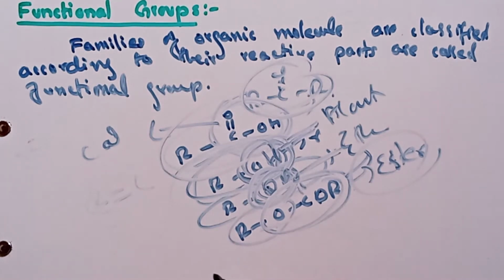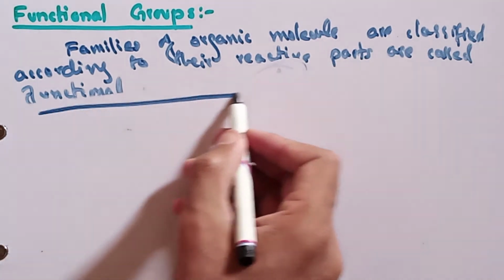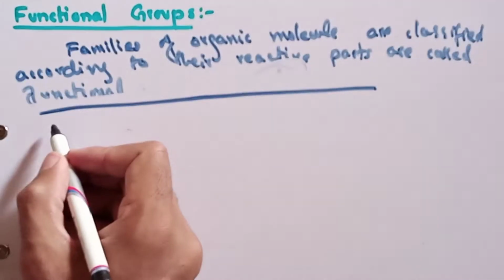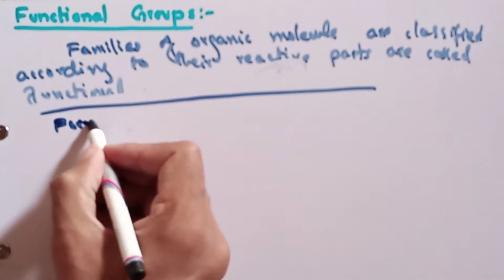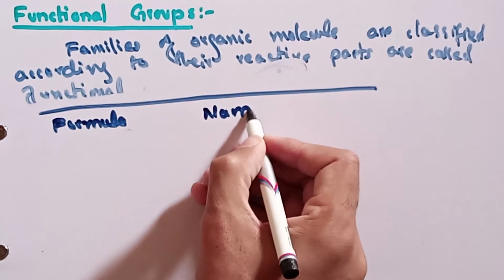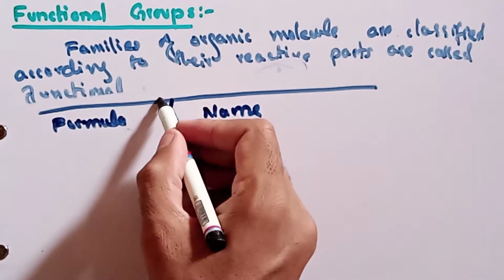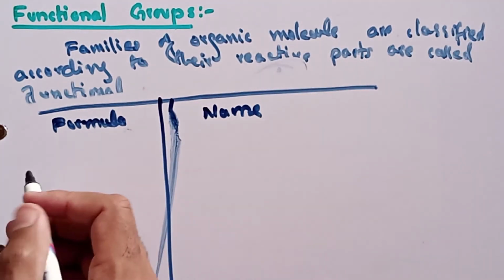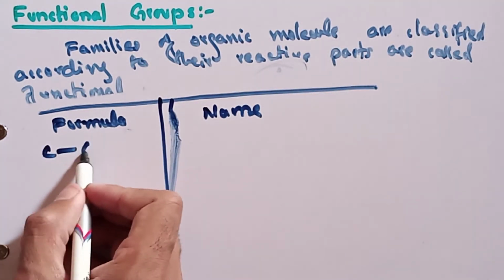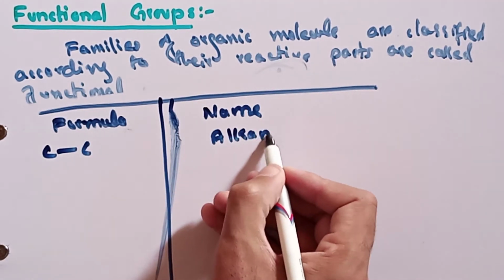So let's start. Let me show you different functional groups in organic chemistry. These are the formulas of the functional groups, and these are the names of the functional groups. When only single bonds are present, it is called alkane.